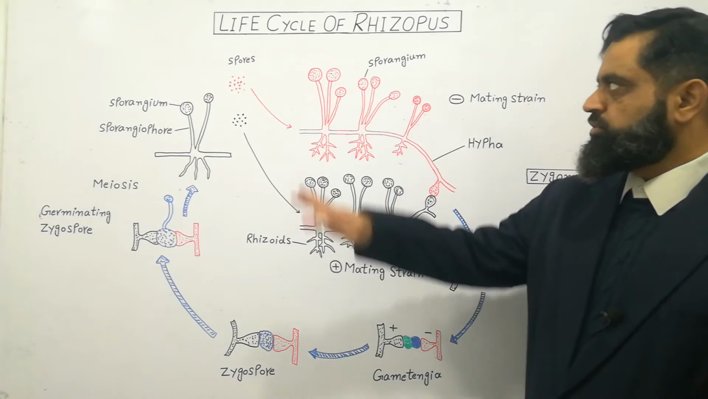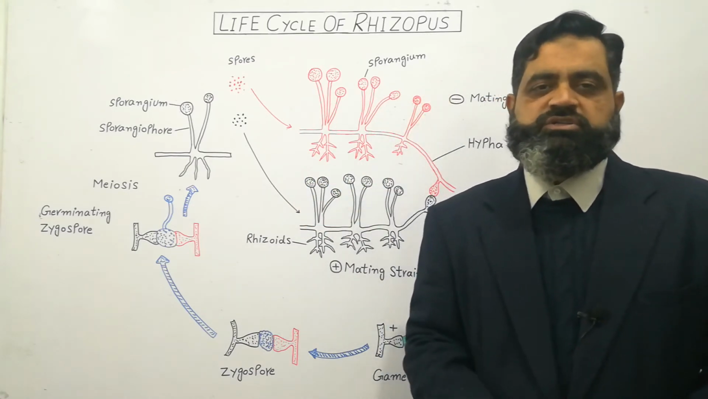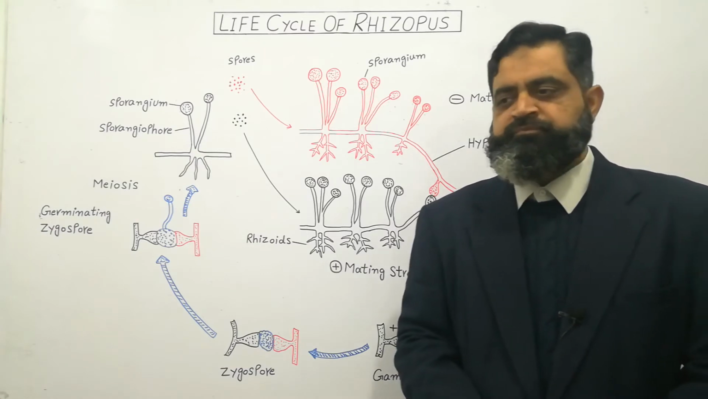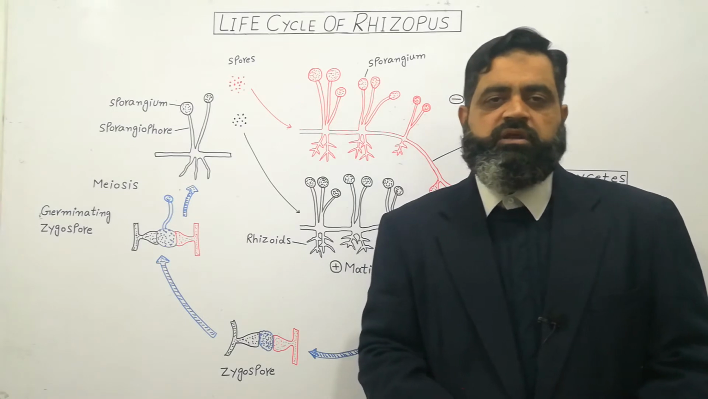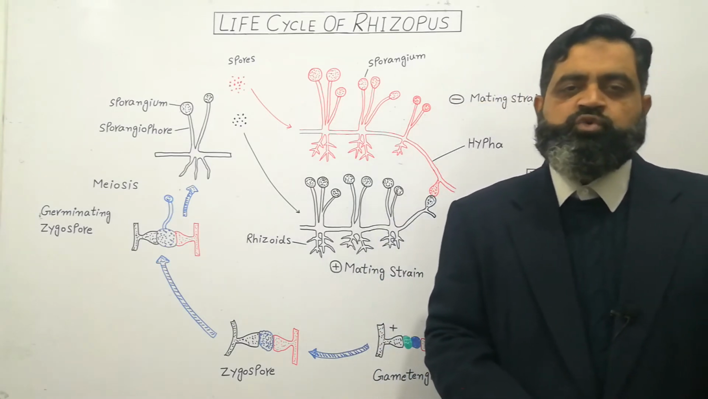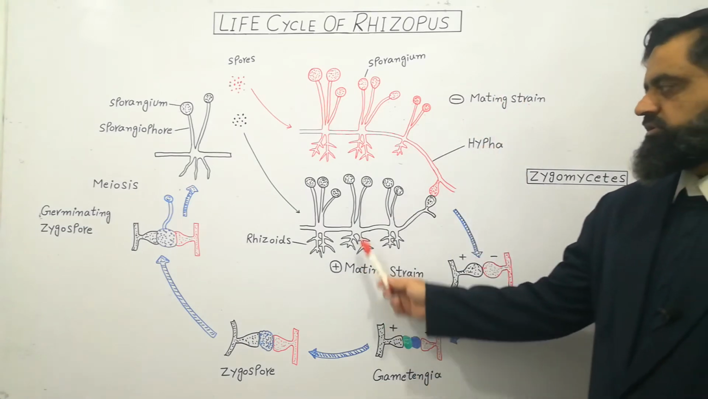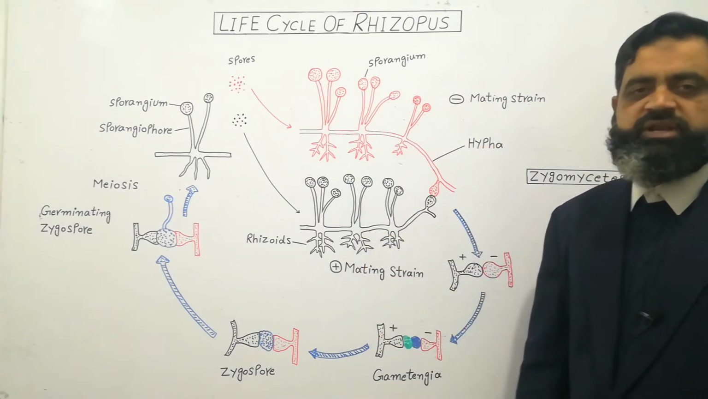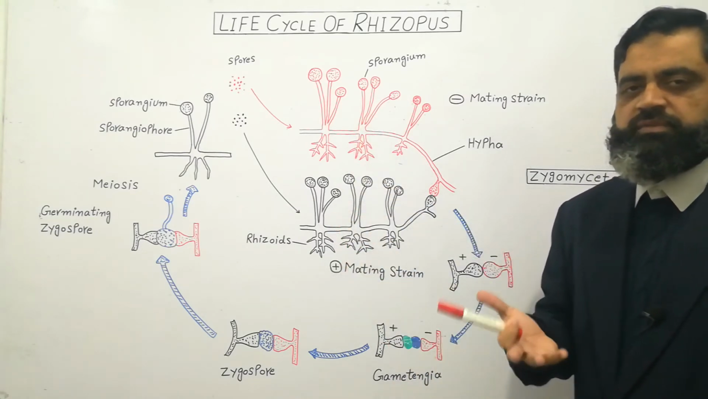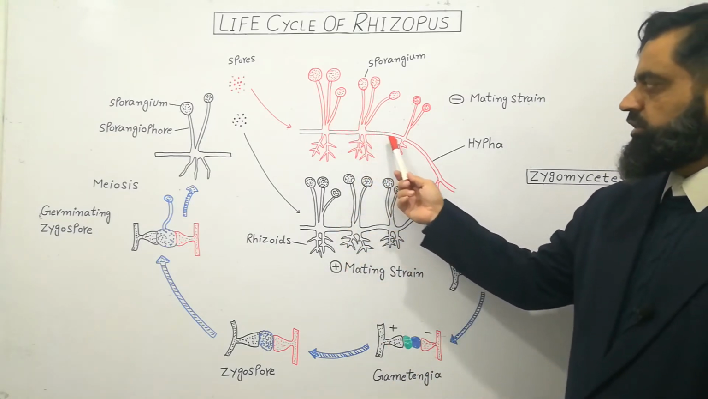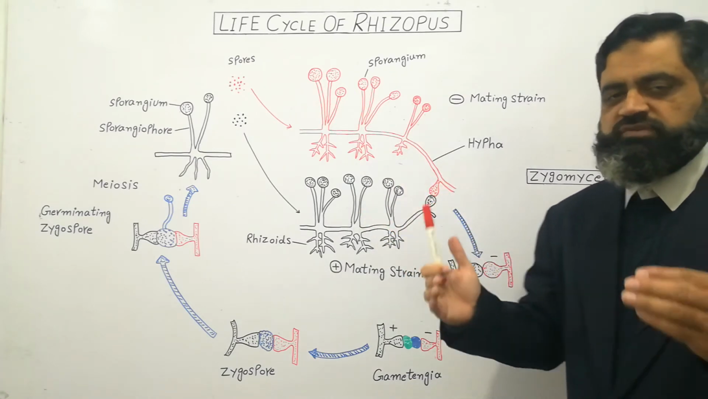But today we are going to study the life cycle of Rhizopus, which is the sexual reproduction in Rhizopus. There is no male or female Rhizopus. There are only two mating types. The red one is known as the negative mating type and the black one is known as the positive mating type or strain. They are growing at the same place at the same time, and when they are growing, they reach each other and their hyphae join with each other.